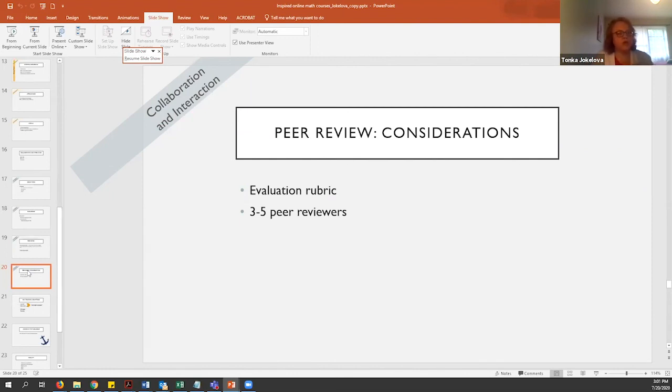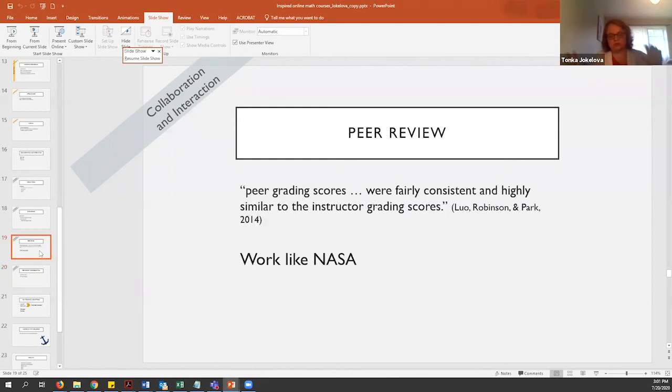And a good amount of peer reviews will be 3 to 5 per student. If one student peer reviews one student, it's not as reliable as when you have 3 to 5 students peer reviewing another student. And just like at NASA, we are not sending people to space based on one calculation, right? Everybody calculates and recalculates others' calculations. So have students work like NASA, have somebody calculate and recalculate.